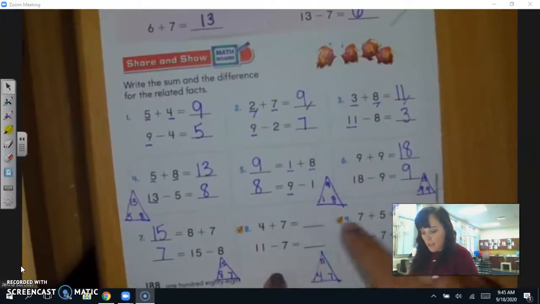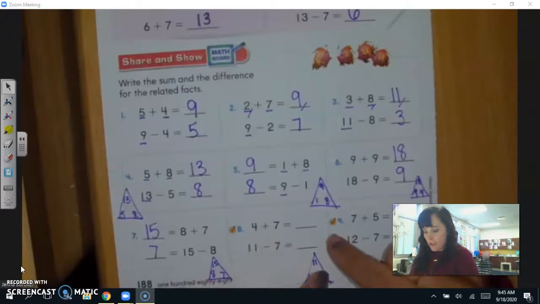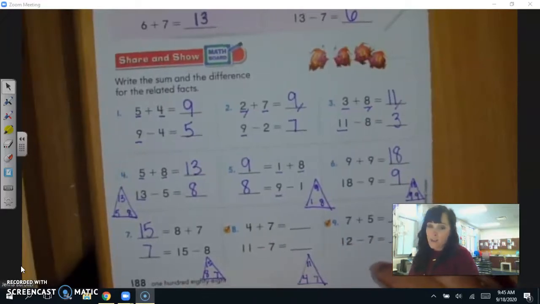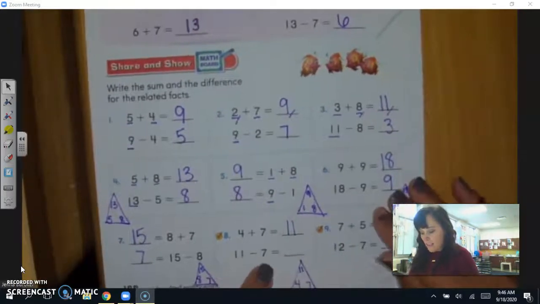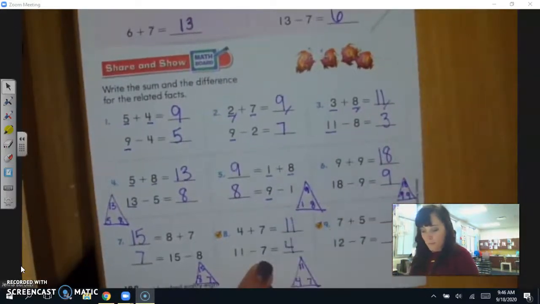All right, so I'm going to look, and I'm going to do 4 plus 7. I can look at my triangle and figure it out, or I can just use another way to solve the problem. 4 plus 7 equals 11. 11 minus 7 equals 4.